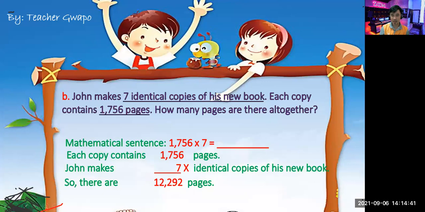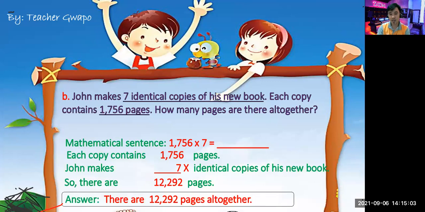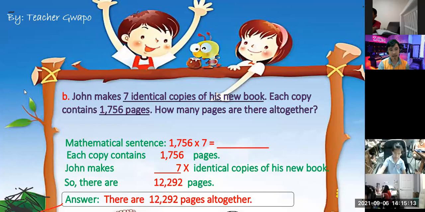Okay, very thick, because this book that we have is only 214 pages, but John makes 1,756 pages in just one book. Now John makes 7 books, so in total there are 12,292 pages altogether. Altogether, all the books that he made. So that's it for letter B. Now let's proceed to letter C.